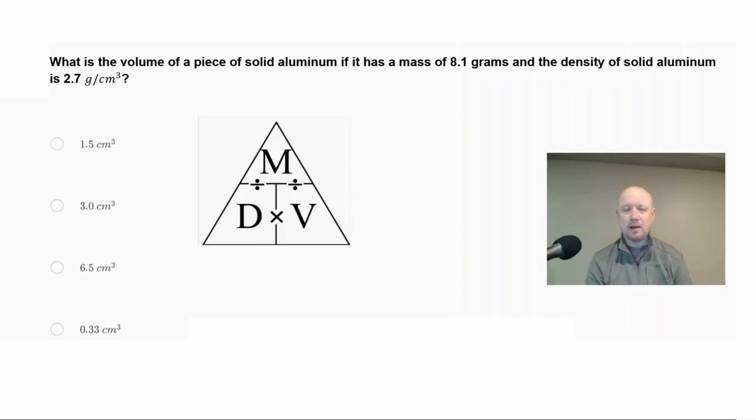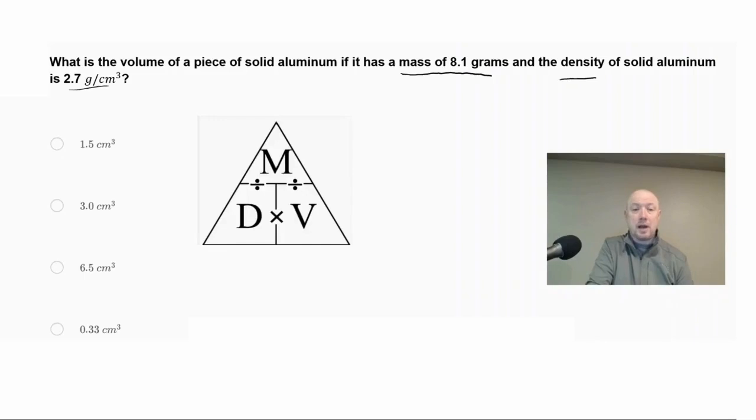At this point in elementary school, the students haven't done algebra manipulation of formulas. So what we want to do is give them a visual to help them solve a problem like this. And in order to use the visual, we need to identify what information we have. In this case, we're given that the mass is 8.1 grams, and the density is 2.7 grams per centimeter cubed.